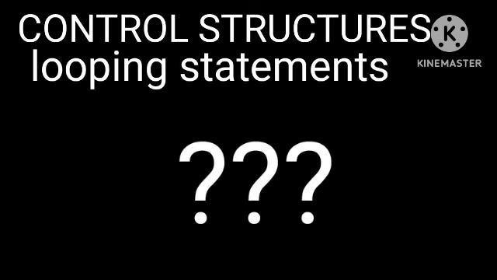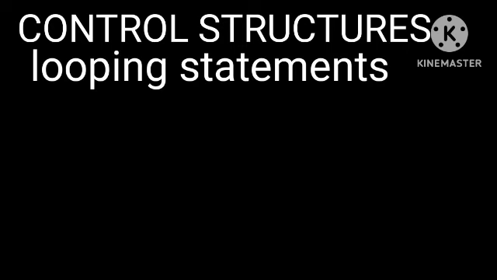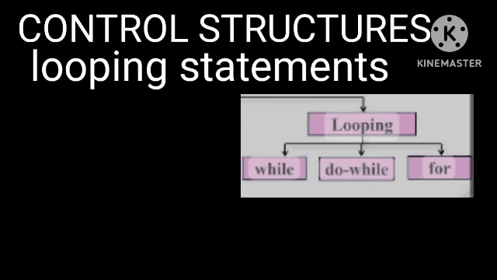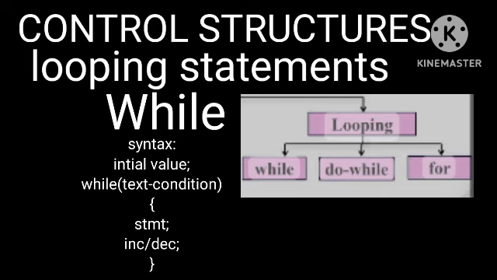Now let us discuss looping statements. What are looping statements? The repetitive execution of statements is called looping. There are three types of looping statements: while loop, do while loop and for loop. Now let us discuss the while loop. It is an entry control loop statement which repeats the instructions until the condition is satisfied. The syntax is: initial value, while condition, statements, increment or decrement statement.